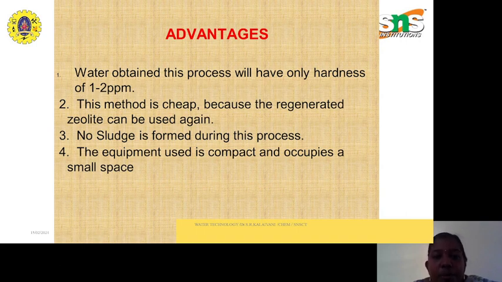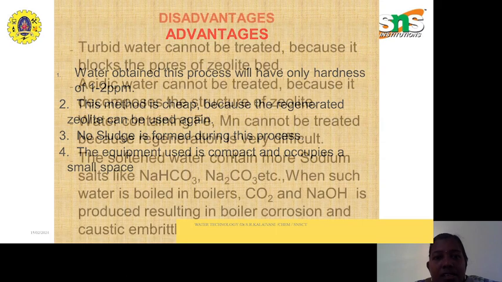No sludge is formed during this process, so no kind of precipitate forms on the inner walls of the tower. The equipment used is compact and occupies a smaller space because no other cylinders or pipelines are needed.